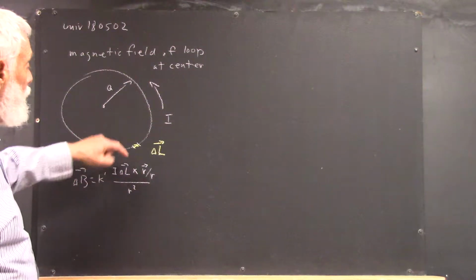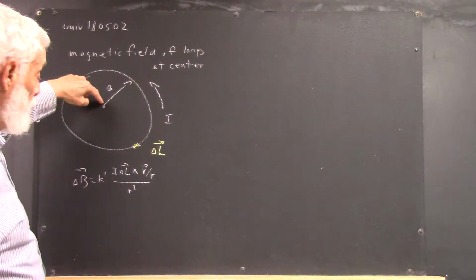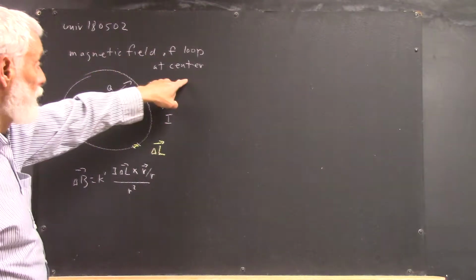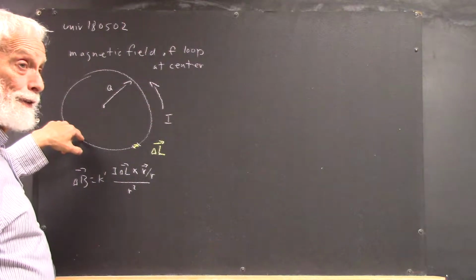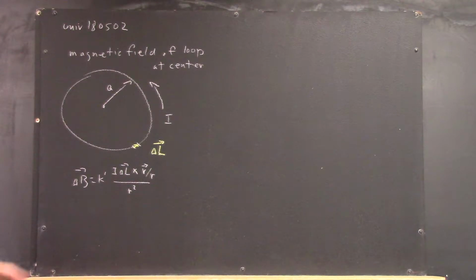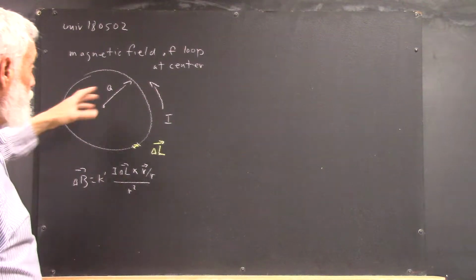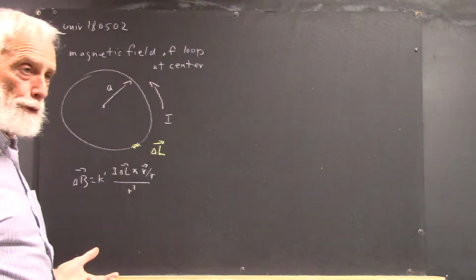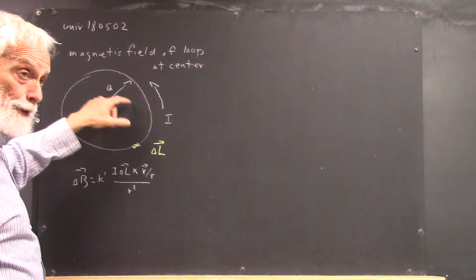R is a vector from the segment to the point where you're calculating the magnetic field. Well, we're calculating the magnetic field at the center. If you want to calculate the magnetic field someplace else, have a good time. It's much more difficult, but because of the symmetry, it's very easy to get it at the center. We're going to do a straight line in a minute, and we'll have to use an integral to do that, and then you can think of what kind of integral you'd have to perform to do this at some point other than the center.